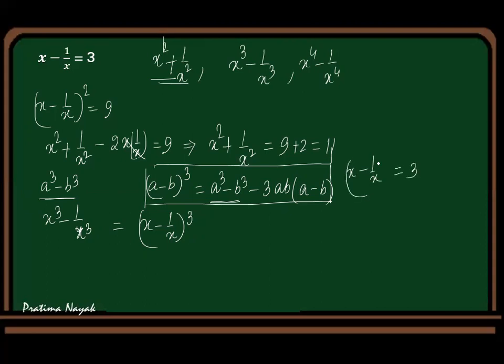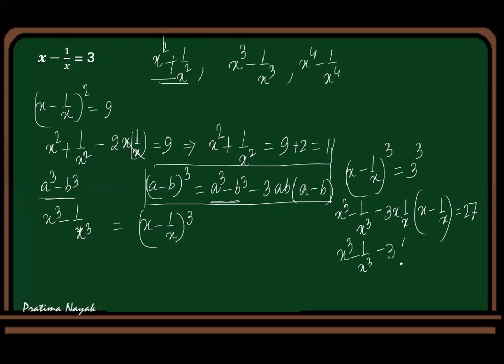I'm cubing both sides. So it will be x cube minus 1 by x cube minus 3 into x into 1 by x within bracket (x minus 1 by x). So this is equal to 3 into 3 into 3, 27. So from here, x cube minus 1 by x cube minus 3, and what is x minus 1 by x? 3. It will be 27.